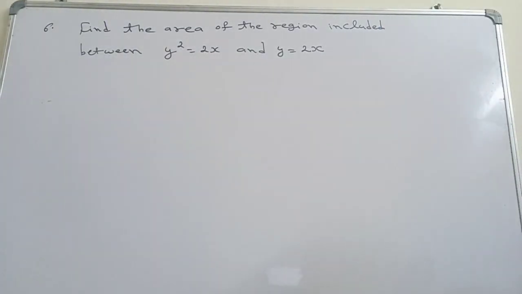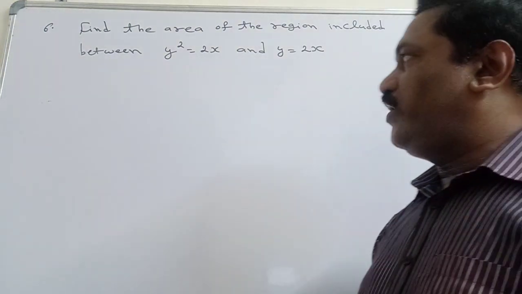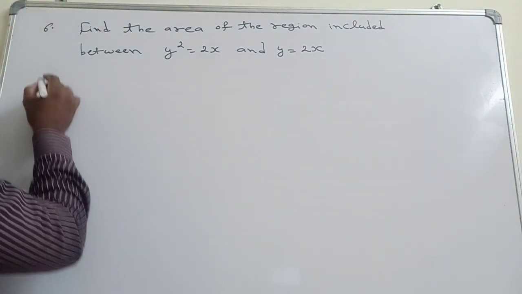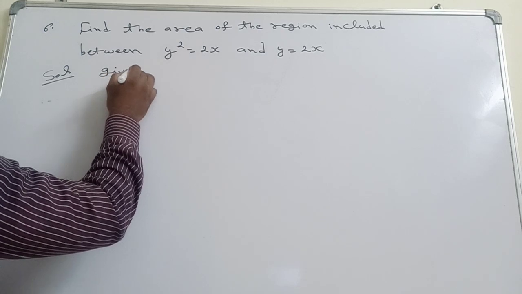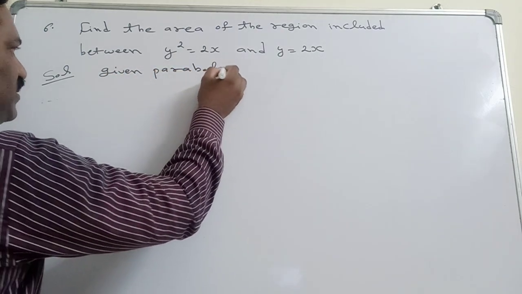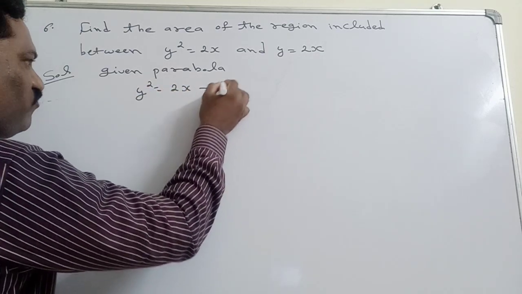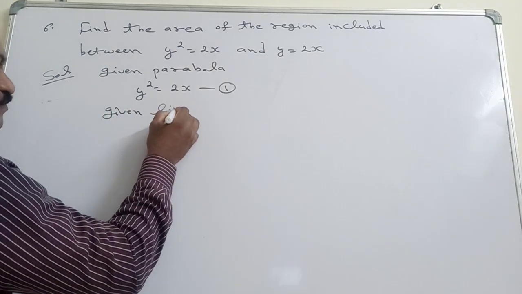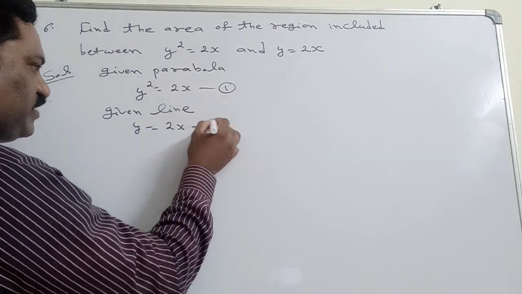Here we have to find the area of the region included between y square is equal to 2x and the line y is equal to 2x. So to find this area, the given parabola is y square is equal to 2x. Call this equation number 1. And the given line is y is equal to 2x. Call that equation number 2.